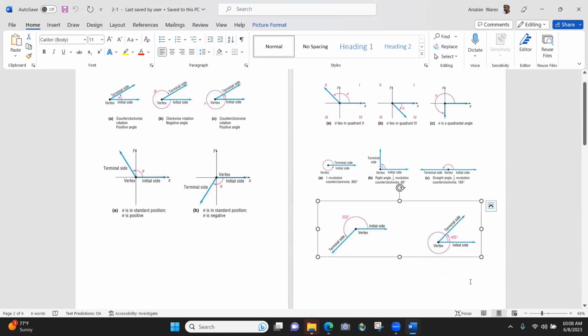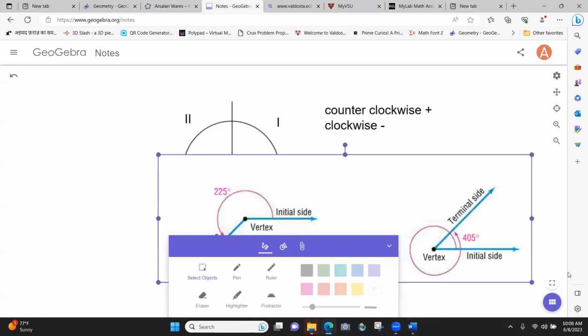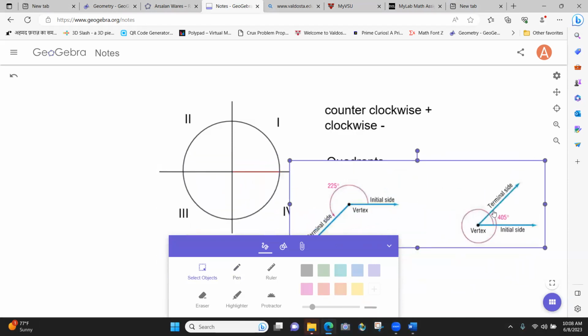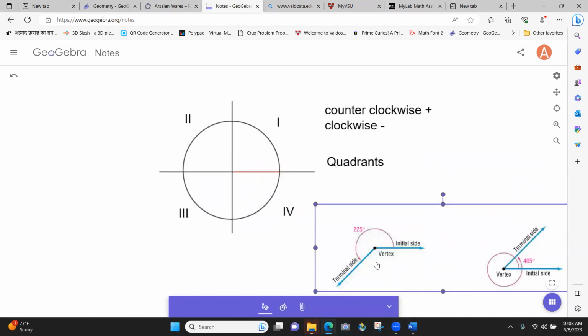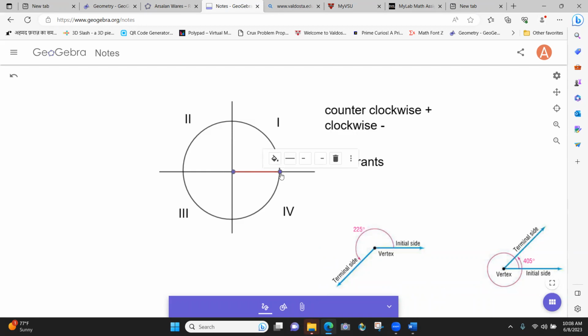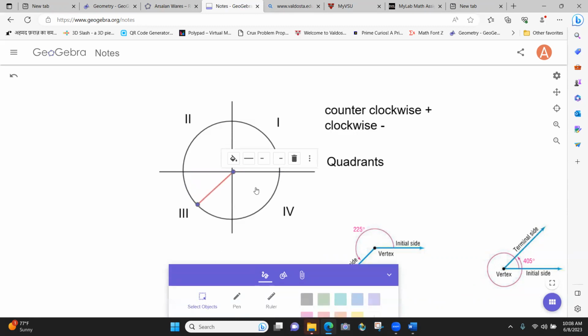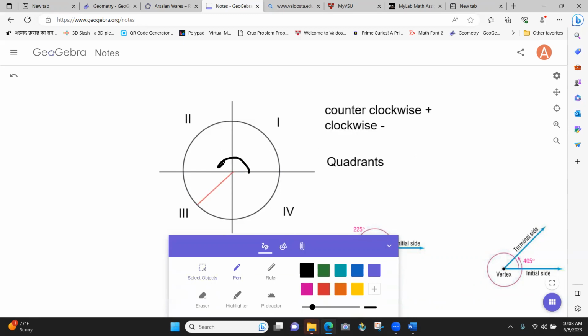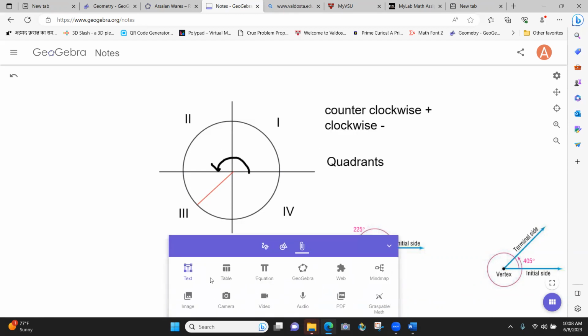This is a good example, guys. Let me grab this little slide and put it here. So 405, how do I draw something like this? The vertex is the center. Let's start with 225. I don't have to be really perfect. 225 would be 90, 180. 225 is going to be about here, I would say. I'll tell you why. This is 180, but I want 225.